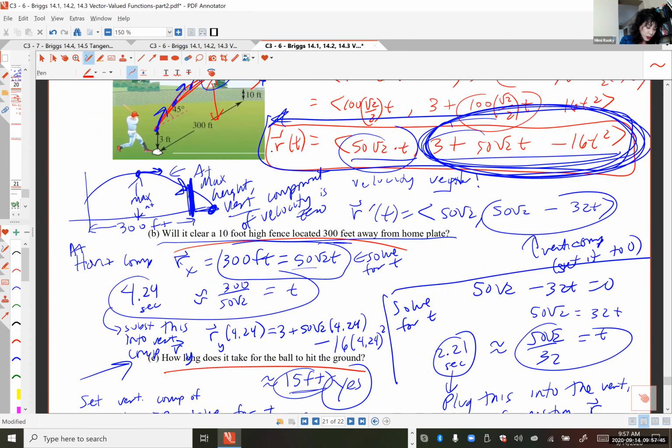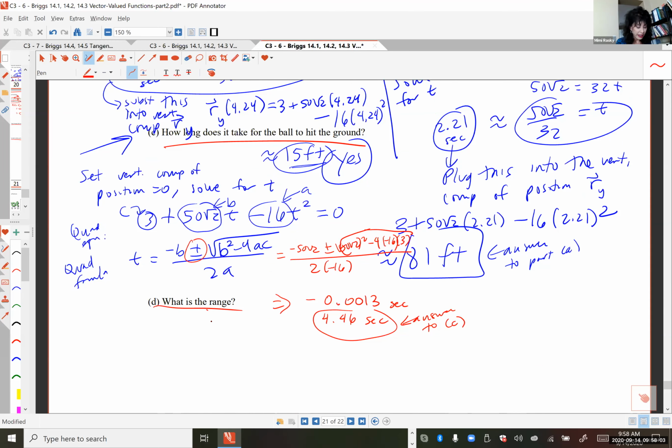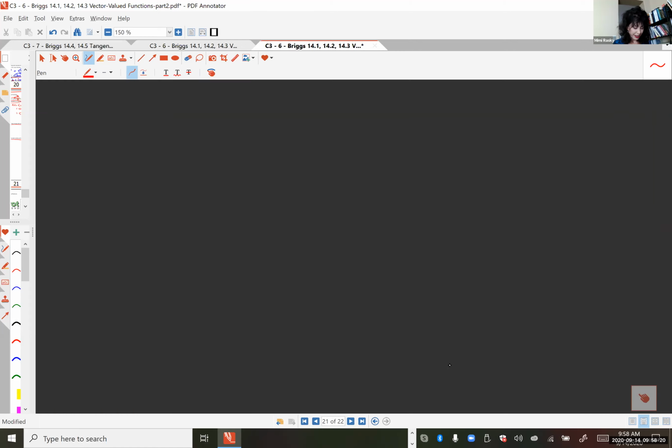Going back to your vector valued function up here, I keep referring back to that because that's where we get all this information from. You're going to plug the time that you just got, 4.46 seconds, into the horizontal component of position. That'll give you how far away from home plate the ball lands, which is what they're basically asking. And right now I'm writing in visible ink because my computer is too hot.